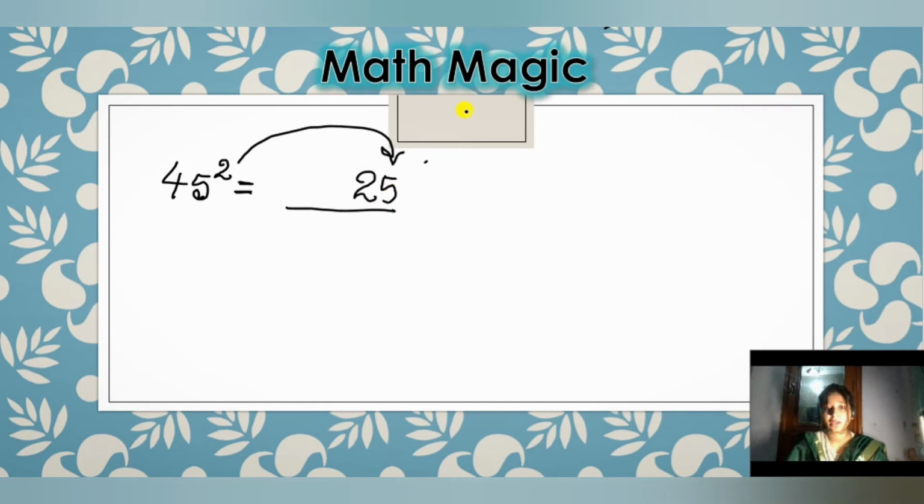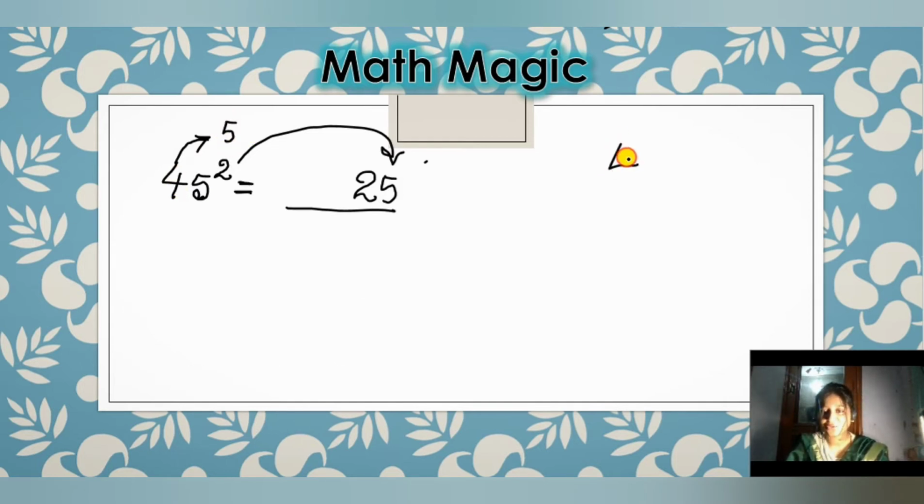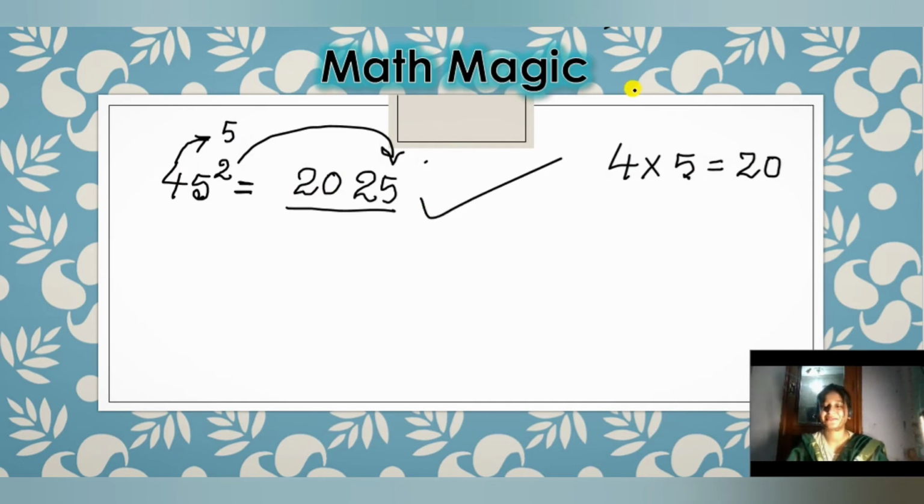Don't forget it. For the rest of the answer, we just need to find the next number after the number in the tens place. The next number after 4 is 5. 4 into 5, we know very well, is 20. So the square of 45 is 2025. And see how easily we have done it.